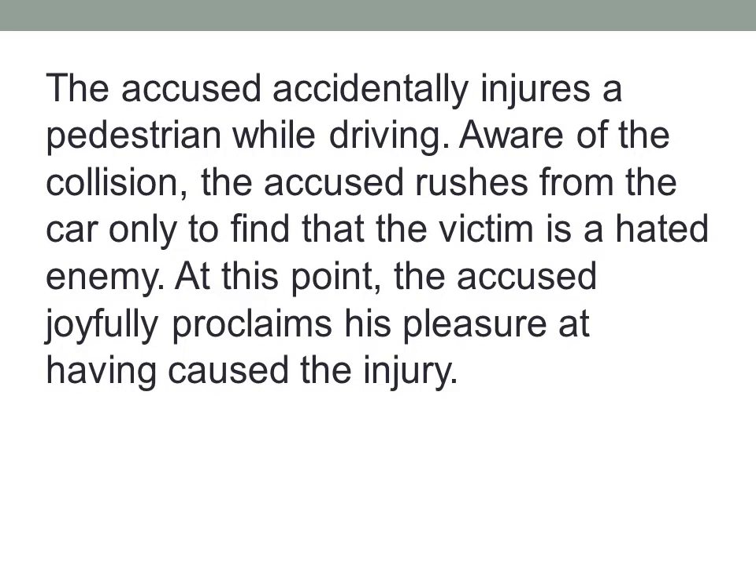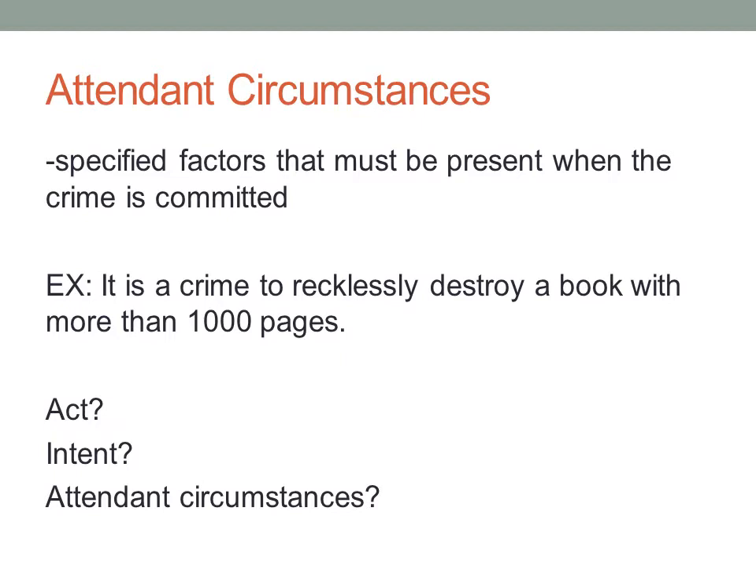Now, those are the three required elements in a crime, with those couple exceptions that I gave you. But 99% of crimes will have a voluntary act and some level of state of mind that has to be there. The other thing that can be included, it may not be included, but exists nonetheless, that you have to be aware of, is something called attendant circumstances.